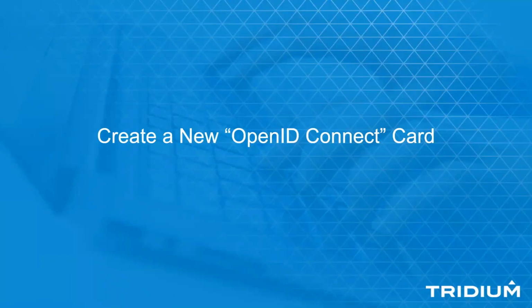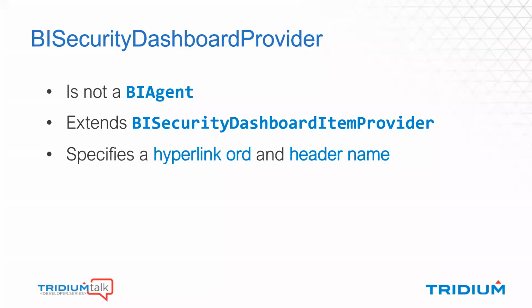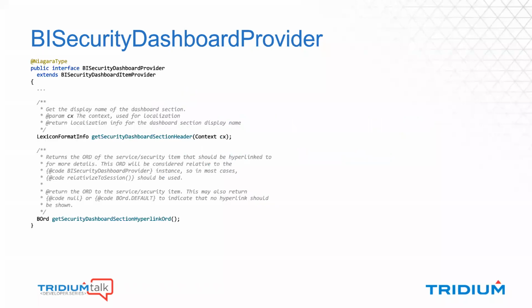The first one we'll look at is the security dashboard provider. This interface extends the security dashboard item provider interface that we just saw. But unlike the item provider, it is not an agent on another class. It also has 2 extra methods that let you specify a hyperlink ORD and a header name. Let's take a look at the source code for that.